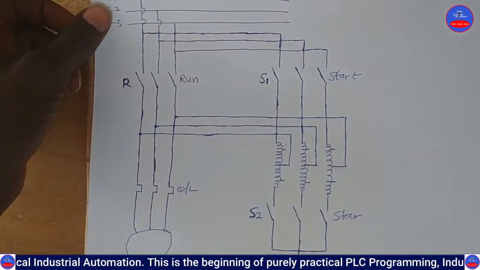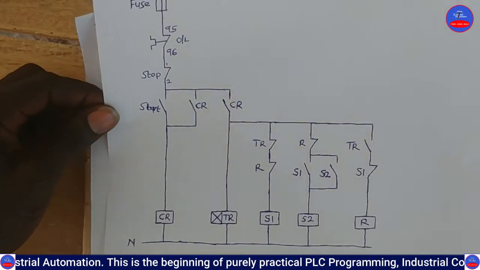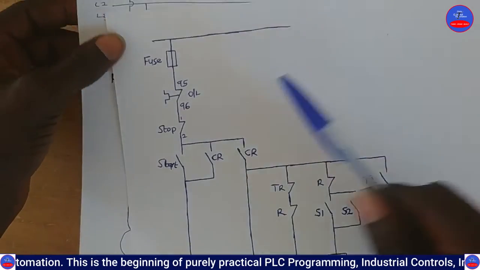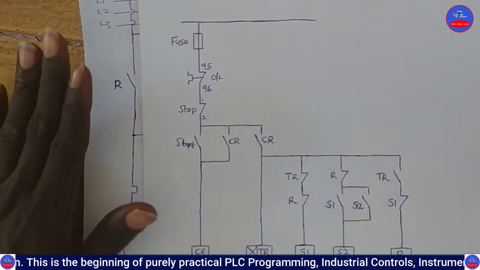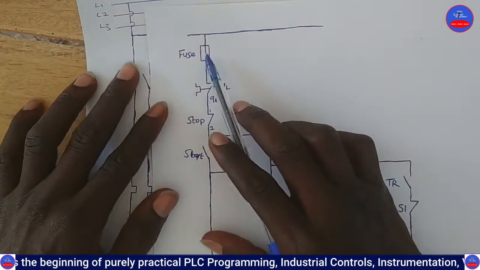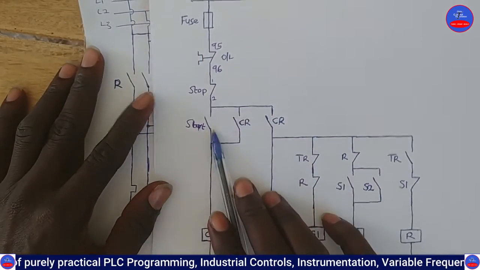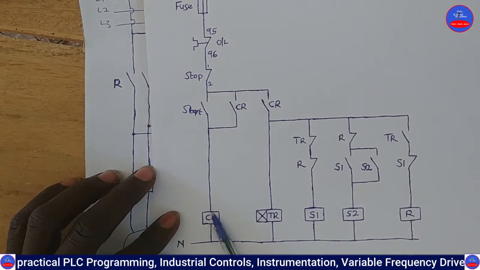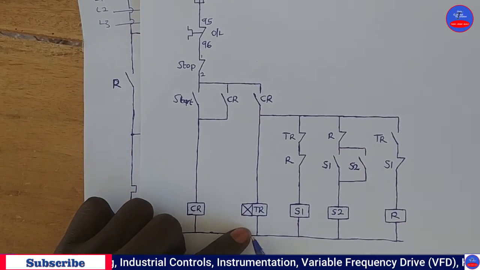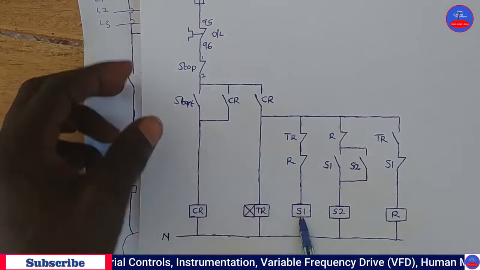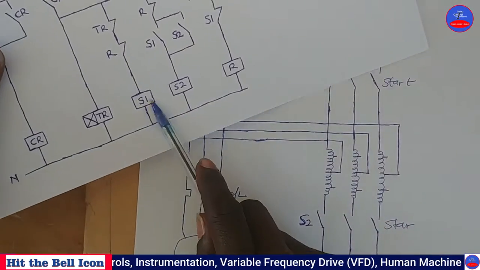Now let me bring the control circuit here. This is the control circuit for the auto transformer starter. Let's explain here. We have our fuse here, our overload relay, stop button, start button, control relay, and then timer relay, S1.